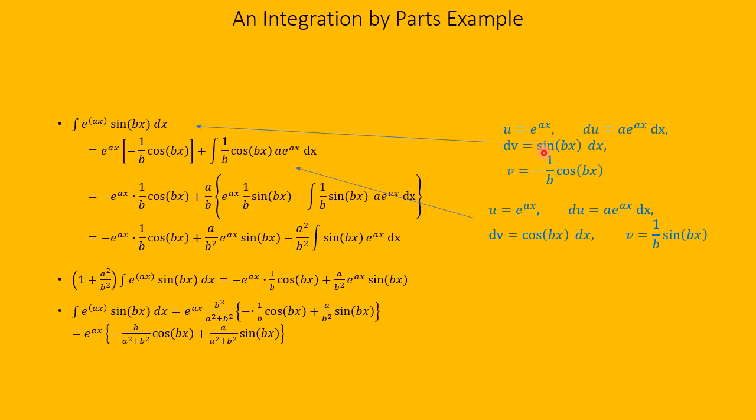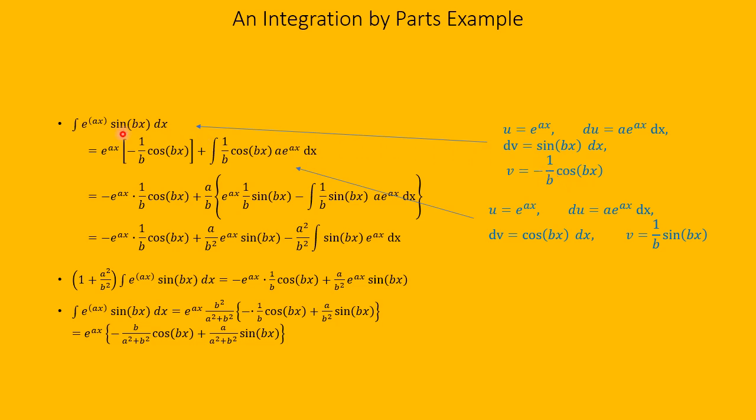The integral of sine bx dx is minus 1 over b cosine bx plus an arbitrary constant, but in integration by parts, those arbitrary constants are superfluous. If you put them in, you'll find that you don't need them in the end.